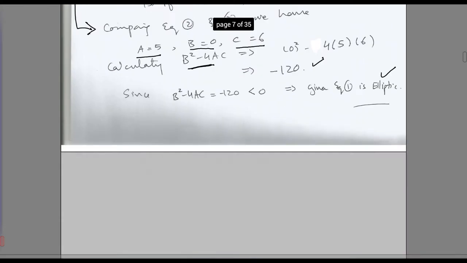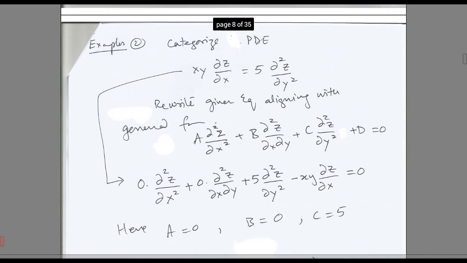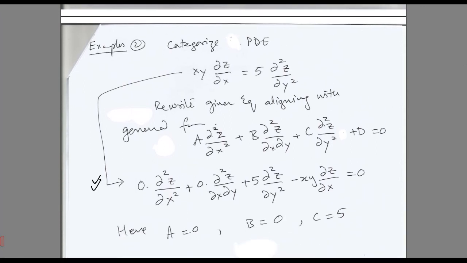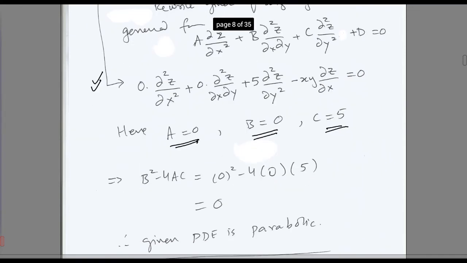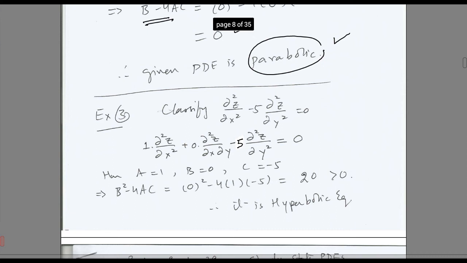We have another example, this one. Here also we rearrange them in this form to compare, and after comparison we have A equals 0, B equals 0, and C equals 5. Next we calculate B square minus 4AC, which results in 0, which means the equation is parabolic. The third one is the hyperbolic example. This is the hyperbolic equation.